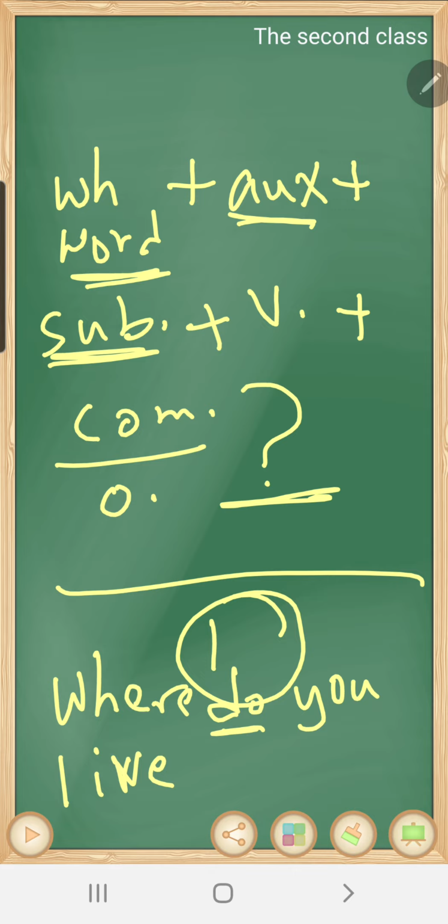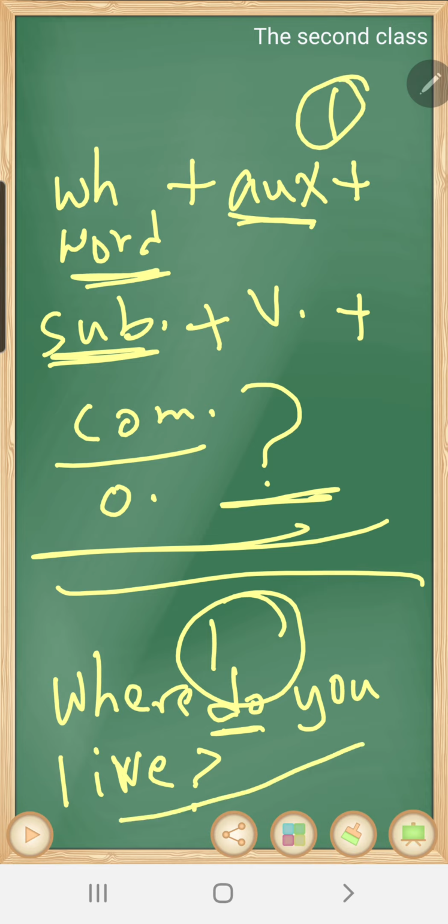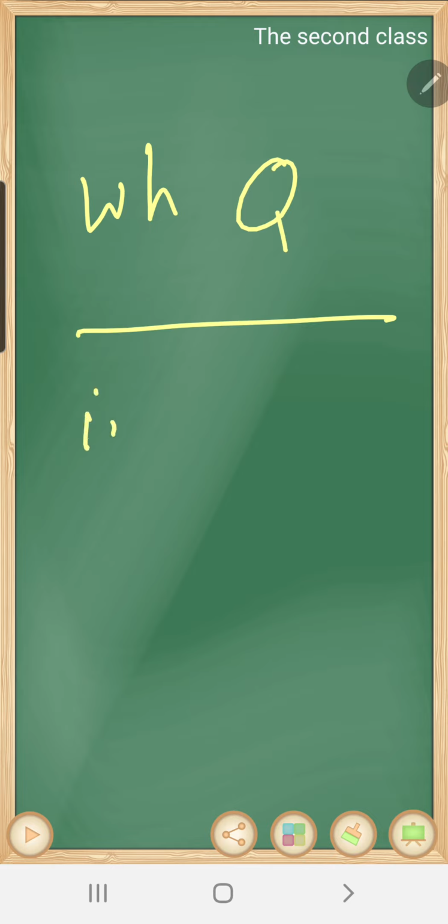And finally, we have no complement here, and we have to put the question mark. Where do you live? Where do you live? Here we follow the rule of making question, اللي هي rule number 1. If we follow the rule exactly, the result will be full mark, درجة كاملة. Then this is rule number 1 of how to make WH question or information question.